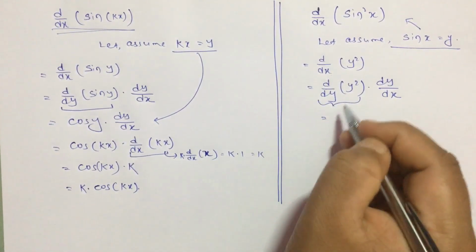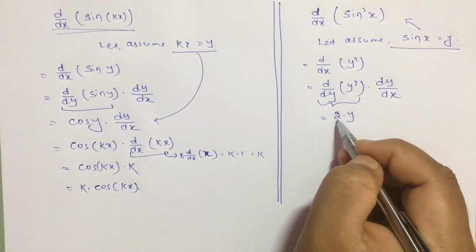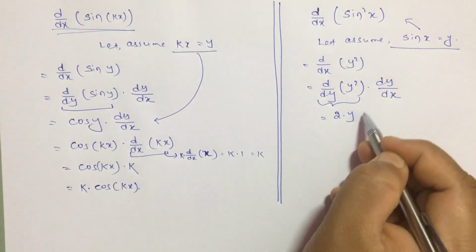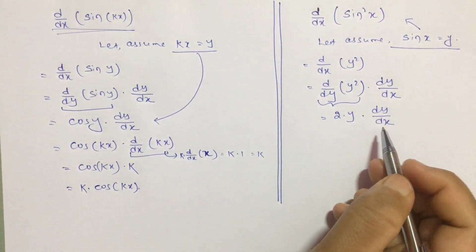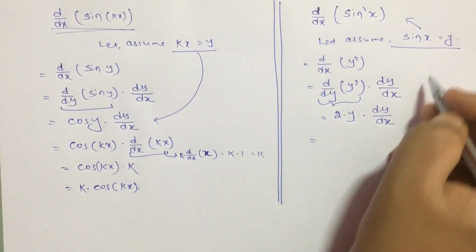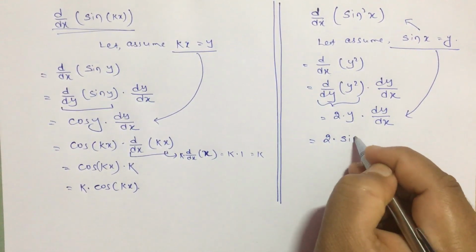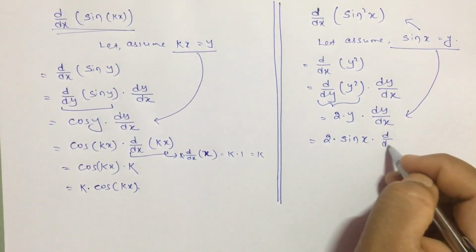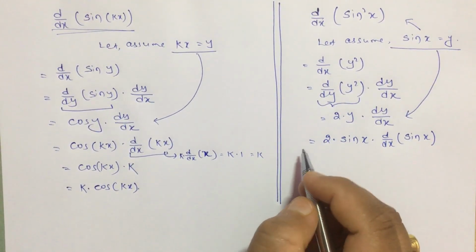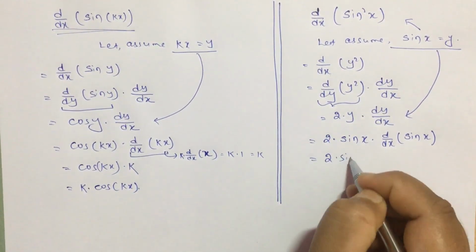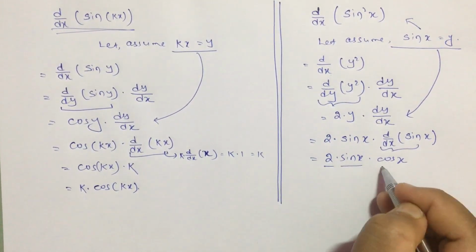d by dy of y square, using the x to the power n formula, will be 2 into y to the power n minus 1, that is 2 minus 1, which is 1, so it is 2y into dy by dx. But again it is not the final answer because there was no y in the question. So put the values of y here. 2 into y means sin x, so it is 2 sin x into d by dx of sin x, which is cos x. So 2 into sin x into cos x.